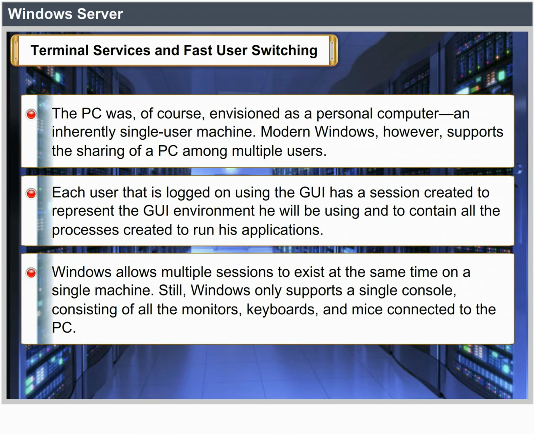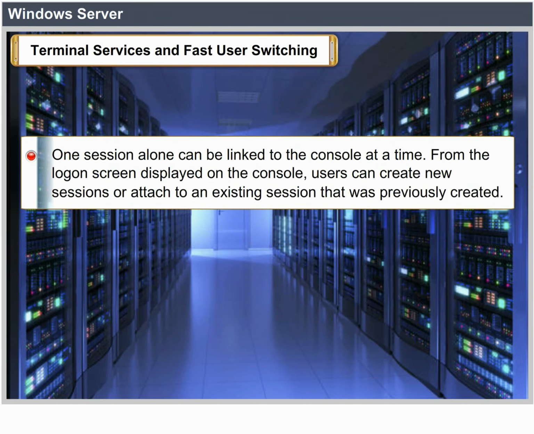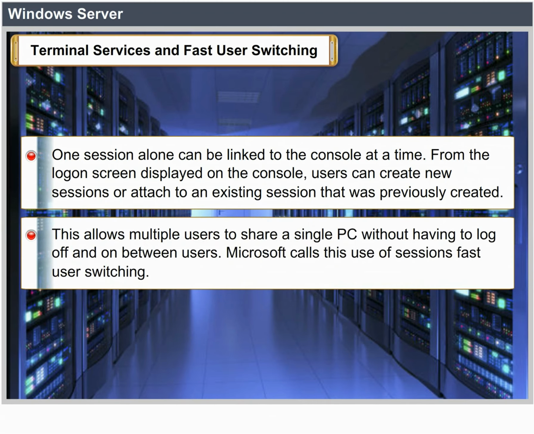Windows allows multiple sessions to exist at the same time on a single machine. However, Windows only supports a single console consisting of all the monitors, keyboards, and mice connected to the PC. Only one session can be connected to the console at a time. From the login screen displayed on the console, users can create new sessions or attach to an existing session that was previously created. This allows multiple users to share a single PC without having to log off and on between users. Microsoft calls this use of sessions fast user switching.